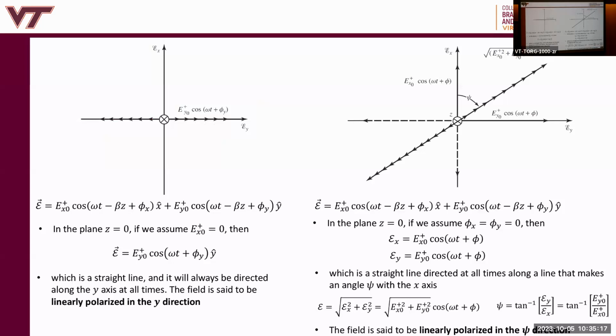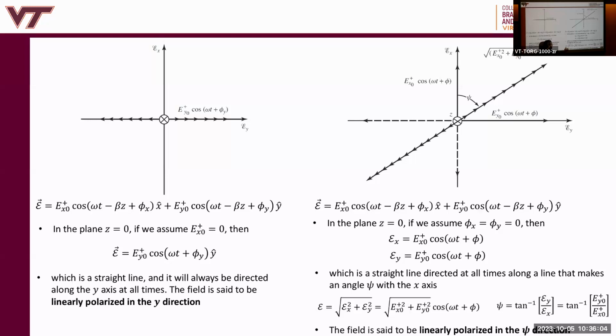If we have the case of both EX and EY, so we're not assuming that EX naught plus is 0 or EY naught plus is 0, if we have both of them in general, we still observe at z equal to 0. Then we have an EX component and EY component. If we further assume for now that phi x and phi y are 0, then what we'll have is a straight line directed at all times along a line that makes an angle psi with the x-axis, right? We can find that angle by taking the inverse tangent of EY over EX. If you divide these two, the cosines drop out, and you get the ratio of the real amplitudes, EY naught plus over EX naught plus.